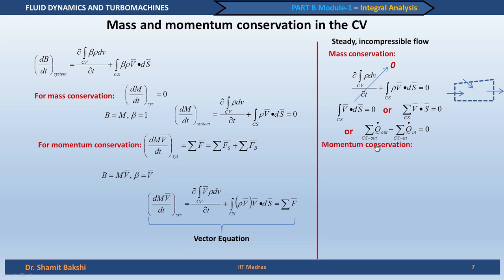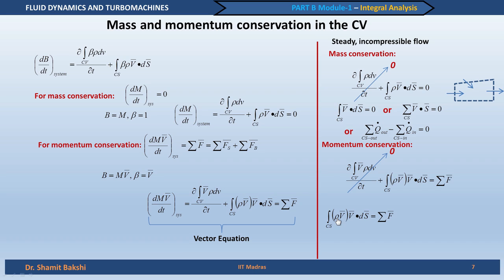The second one is the momentum conservation. Now, for the momentum conservation, we can again write it for the steady and incompressible flow situation. If you write it for the steady case, the first term disappears, it becomes 0, and the second term becomes equal to the sum of all forces. So, this is basically for an incompressible steady flow.